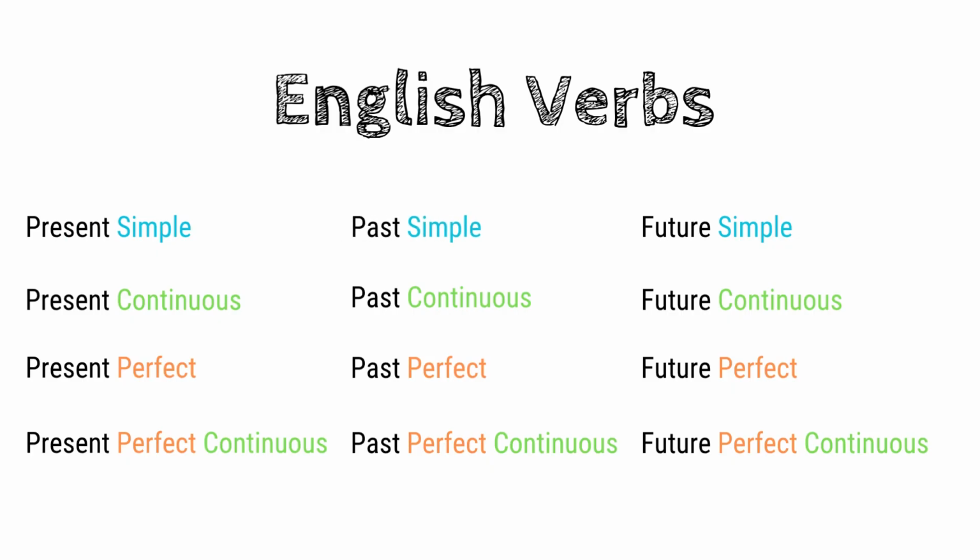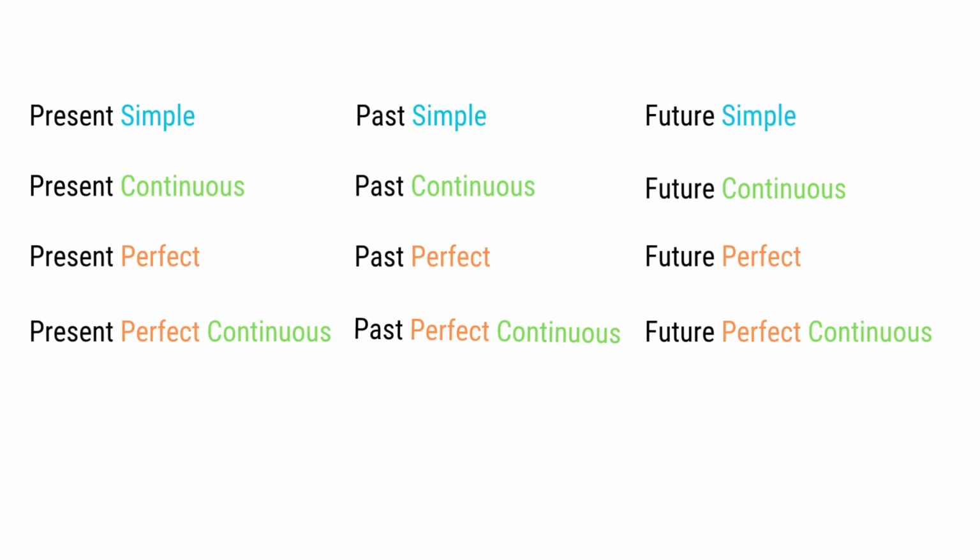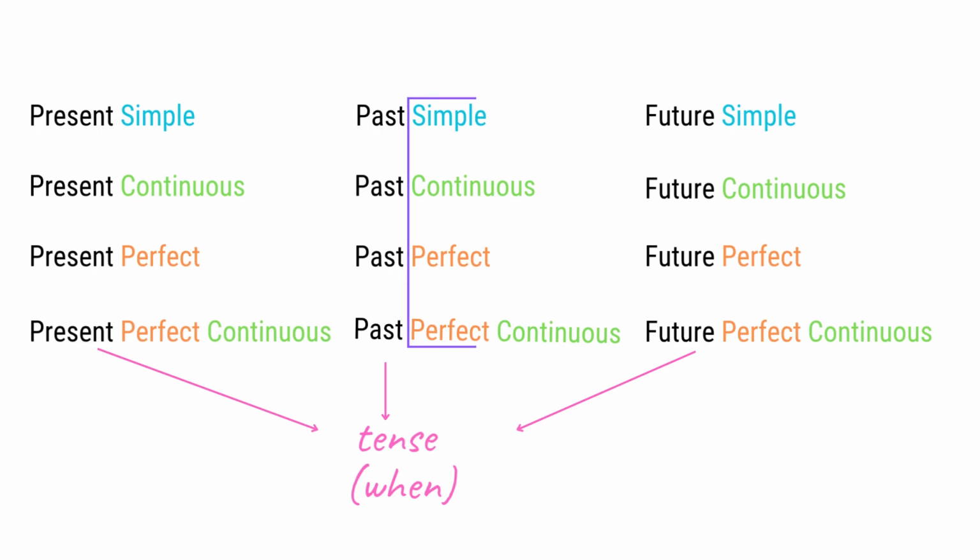When you study verb tenses in English, you may have noticed that they have names like past simple, present continuous, future perfect. It's like they have a name and a surname. The name, present, past, future, is the tense, which primarily refers to the time at which an action or event takes place. And the surname, simple, continuous, perfect, and perfect continuous, is the aspect.